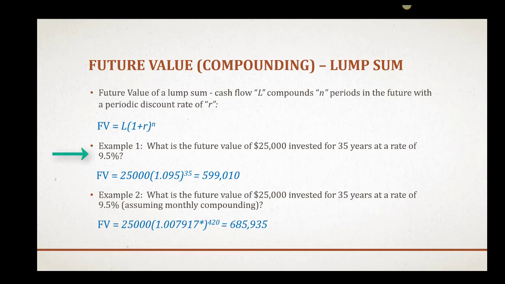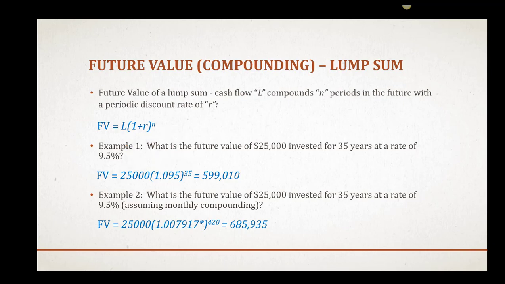Number one, what is the future value of $25,000 invested for 35 years at a rate of 9.5%? So with the formula, it's going to be $25,000 as the lump sum multiplied times 1 plus r. So in this case, 9.5% is the rate. So 1 plus 0.095, we'll have 1.095. And we're going to raise that number to the 35th power.